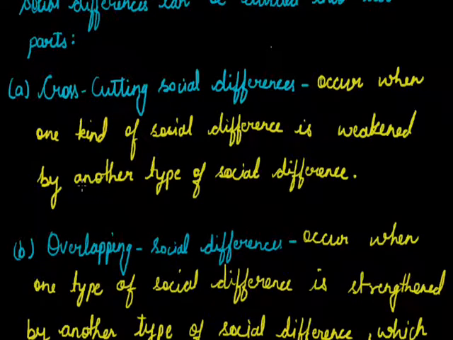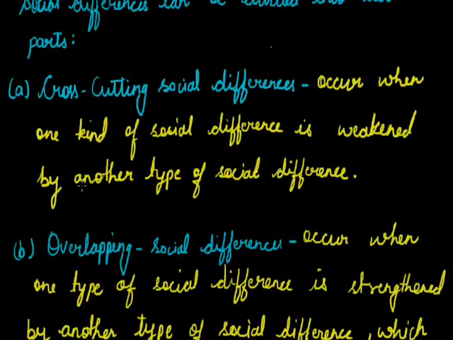So when one type of social difference is crossed by another type of social difference, then the different divisions in the society kind of make crisscross sections, where at certain point of time a person's economic status may matter, at certain point of time their religion may matter, at certain point of time their gender may matter. So one single social difference is not of big significance here.